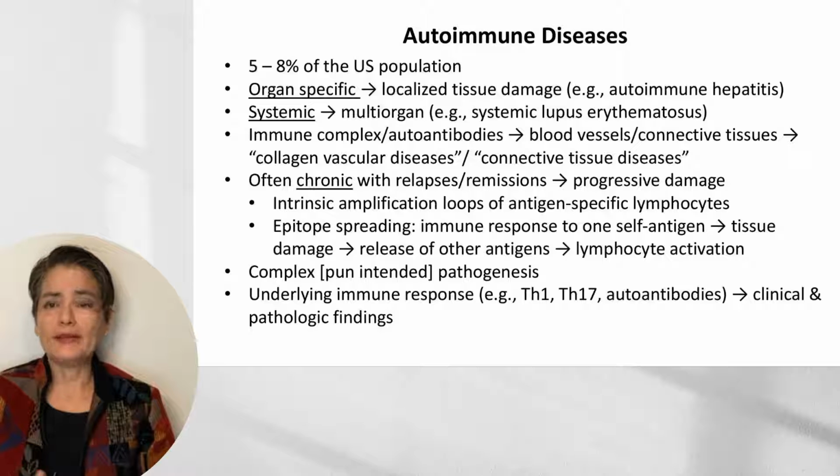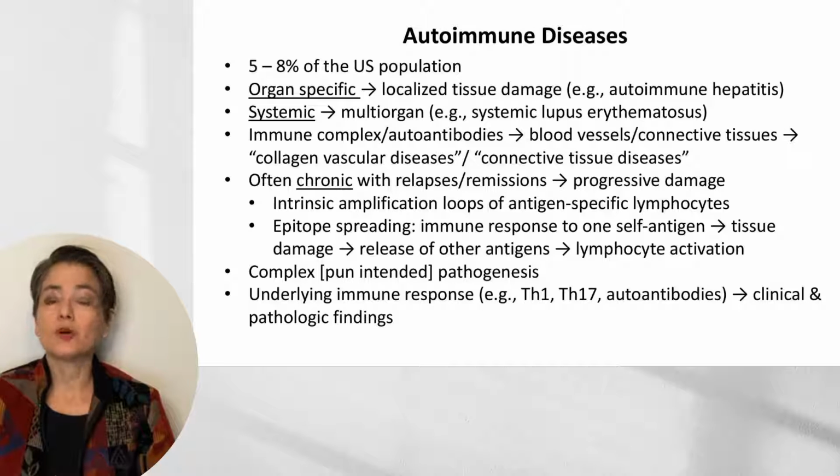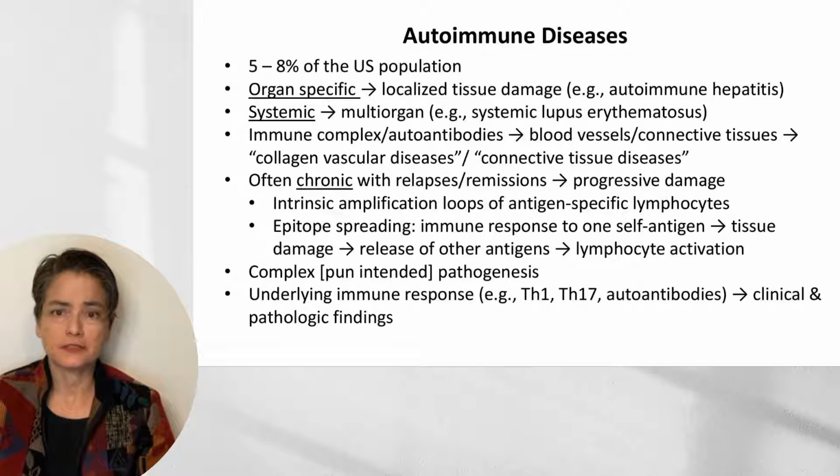Now, there are a couple of different ways that we can think about autoimmune diseases, and one approach is to consider them as whether they are organ-specific, so they cause localized tissue damage, such as what we see in autoimmune hepatitis, or whether they are systemic and affect multiple organs, and the classic example of this is systemic lupus erythematosus. Now, one of the other issues that we can see with autoimmune diseases is that we can get the deposition of immune complexes and autoantibodies that frequently will deposit in blood vessels and connective tissues. And this is why these are sometimes referred to as collagen vascular diseases or connective tissue diseases.